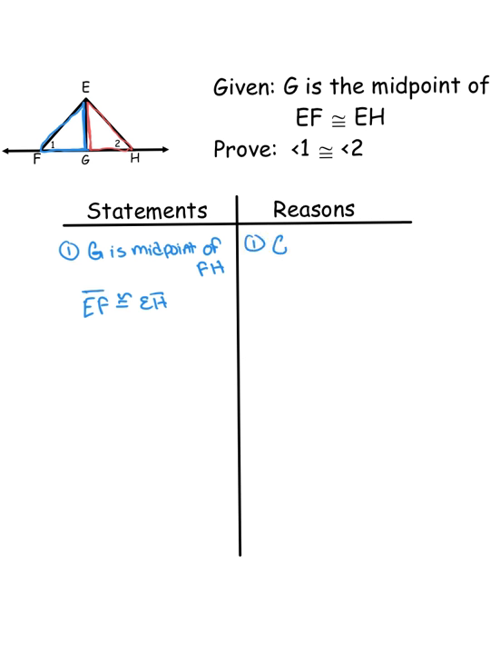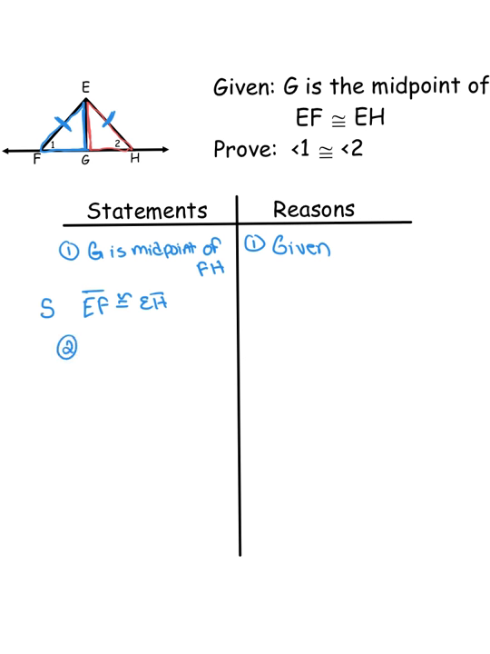That's number 1 is given. Now, if I look at what's given to me, G is the midpoint. That doesn't give me a side or an angle. EF, this piece here, is congruent to EH. That gives me a side.